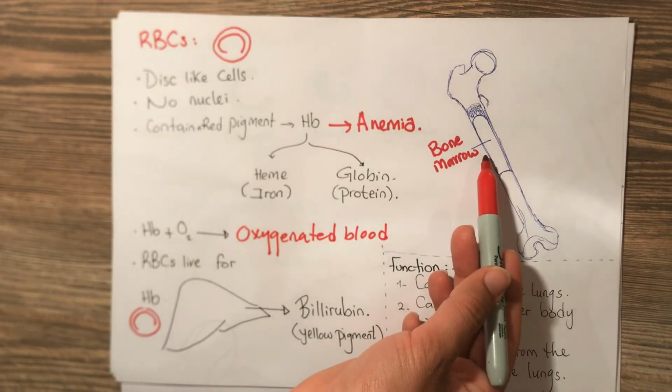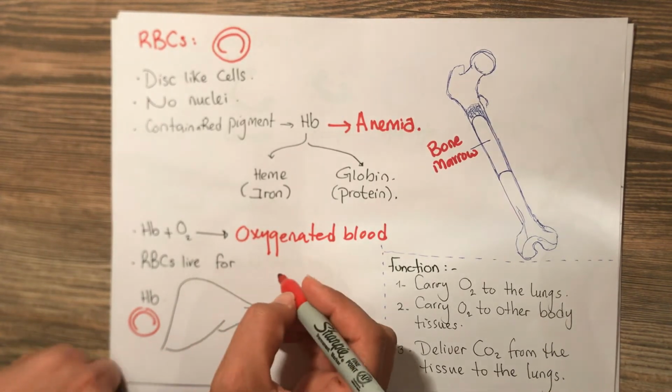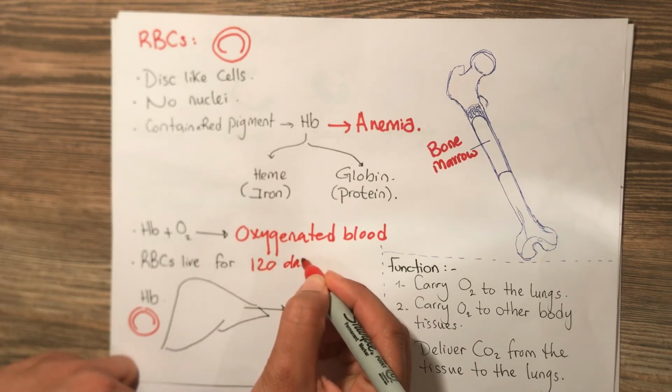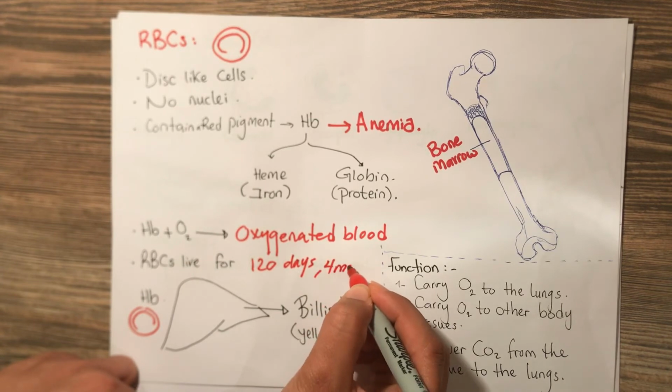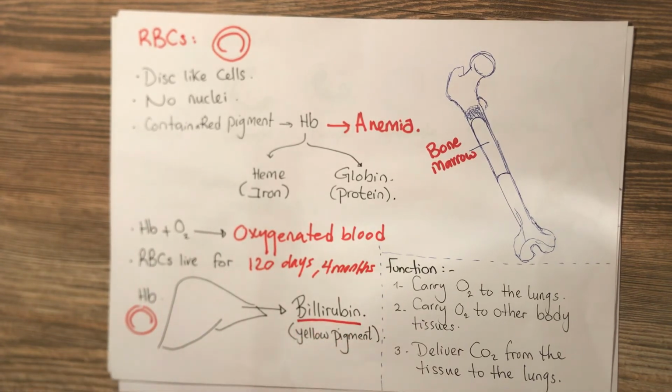RBCs are produced in the bone marrow, but they do not live forever. You're not born with the same RBCs you have now. RBCs live for about 120 days, or about 4 months. After that, they're destroyed. Where? In the liver. The hemoglobin is destroyed in the liver, and what is produced out of that is a pigment called bilirubin. Bilirubin is the pigment produced from destruction of hemoglobin.